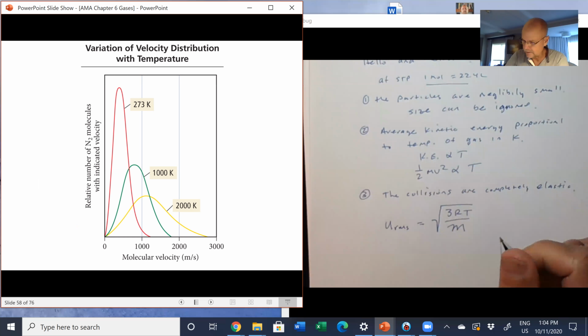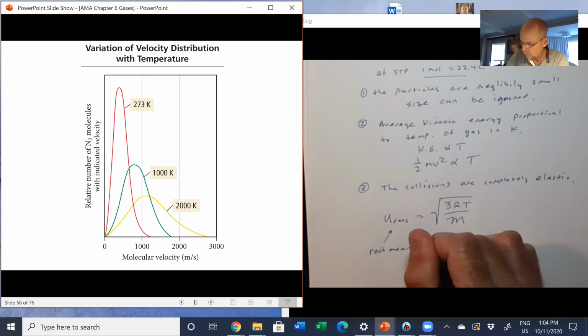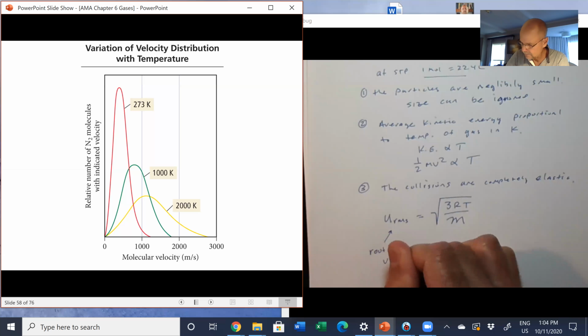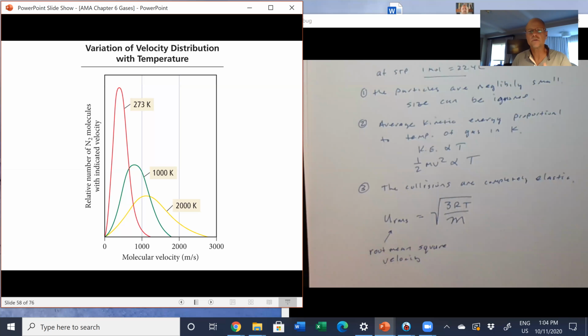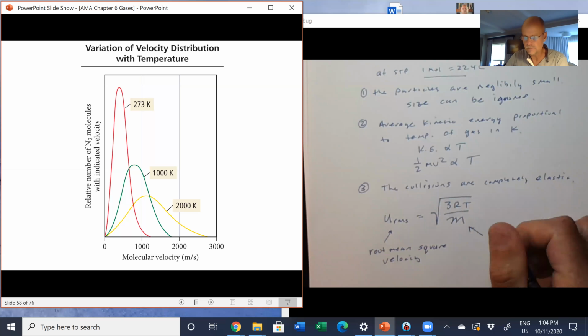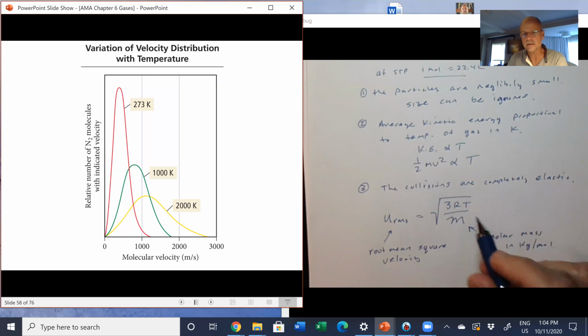And so what do these things mean? This is the root mean square velocity, all right? The root mean square velocity is sort of like an average velocity, okay? This is the molar mass of the gas in units of kilograms per mole. It has to be in kilograms per mole because of the other constants, all right?